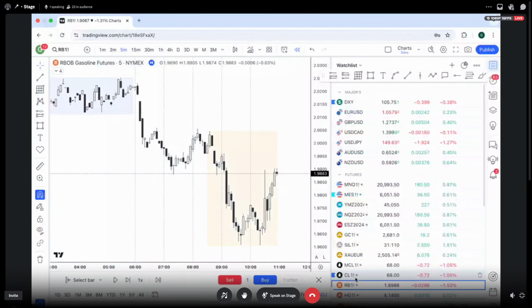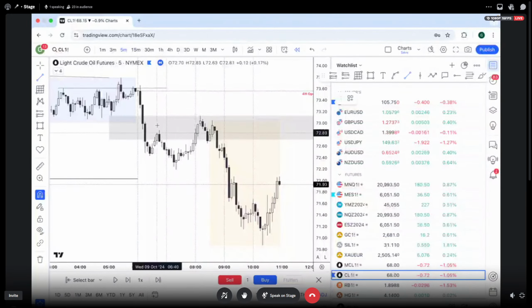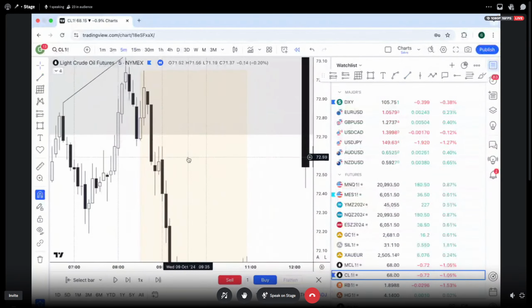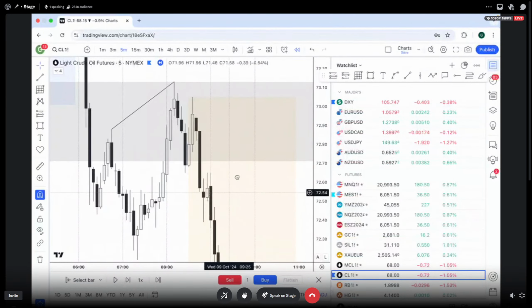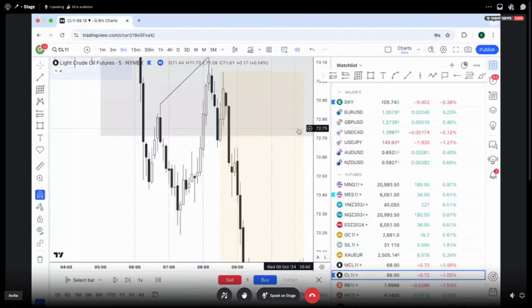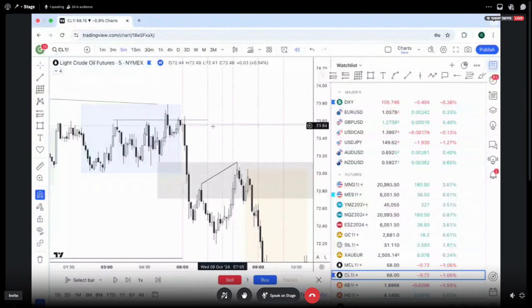Let's see. There's SMT here. I was looking for SMT here, but it's not. The CC is way down here, so you could just simply wait for this fair value gap right here. That's a pretty nice entry. And yeah, up here there's really no entry, to be honest. You would have got left.